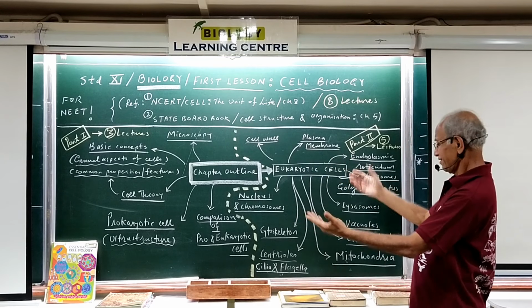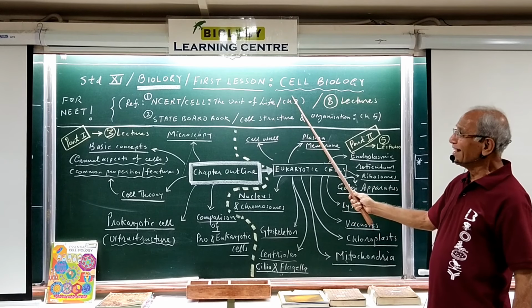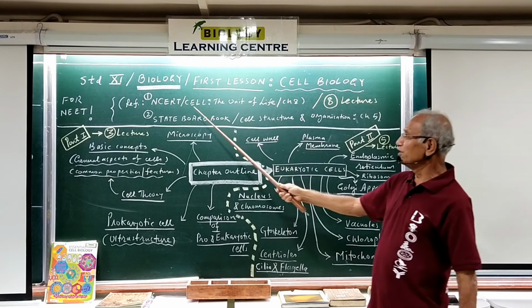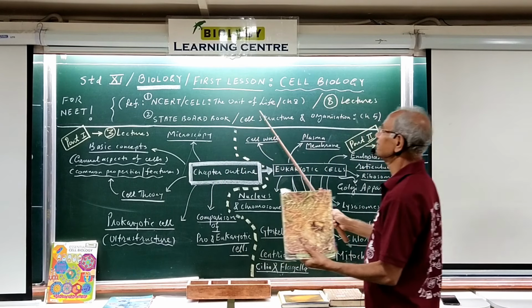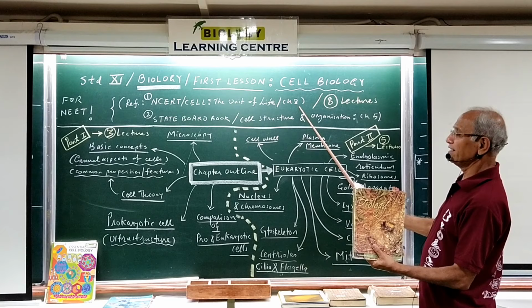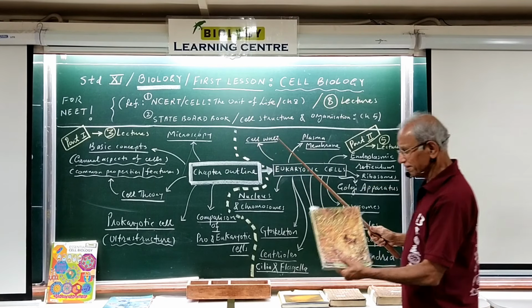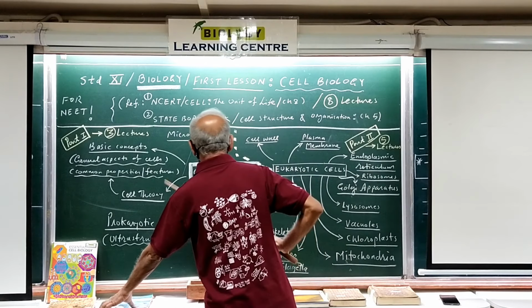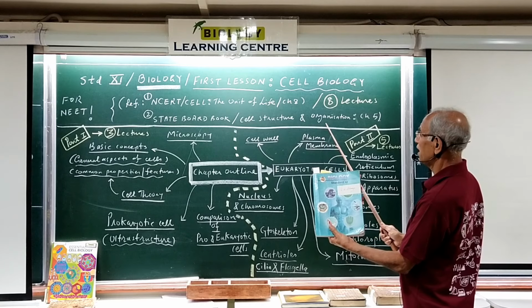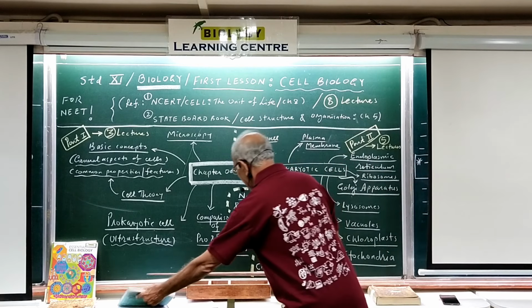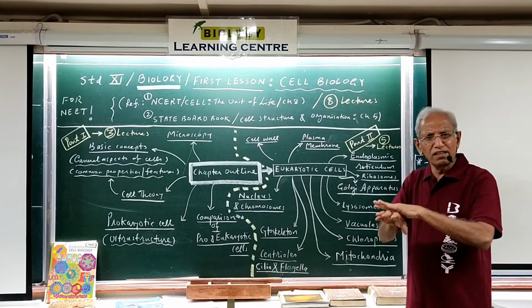So look here. First lesson, cell biology, and you will have these two references in the NCERT book of the Standard 11, chapter number 8, titled The Unit of Life, and in the State Board book, chapter number 5, Cell Structure and Organization. The titles are different, but basically the material which is given in both the lessons is the same.